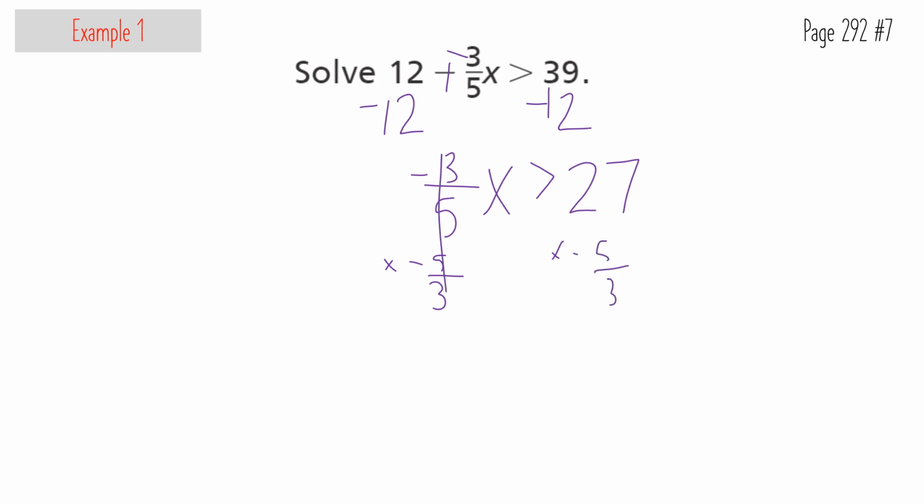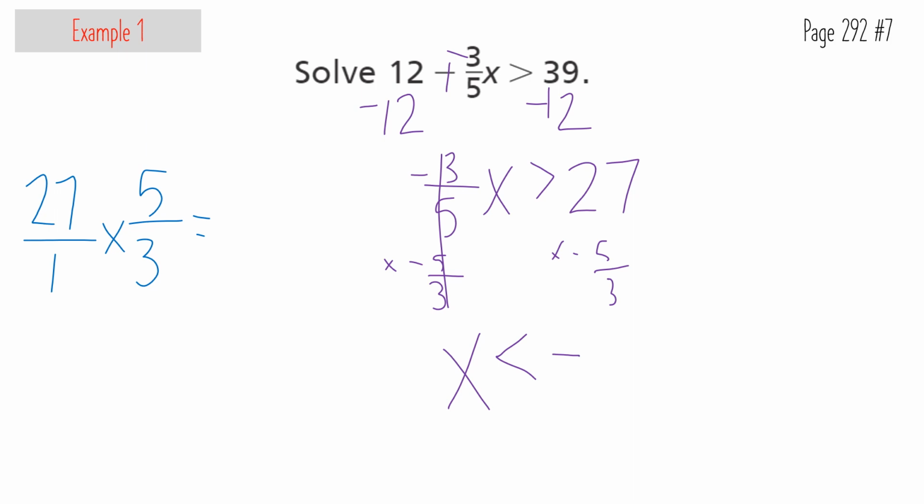Because this is gone, so now I have x. I multiplied by a negative, so my inequality switched. And then I have to do 27 times negative 5/3. I know my answer is going to be negative. So over here, I'm going to do 27 over 1 times 5/3.